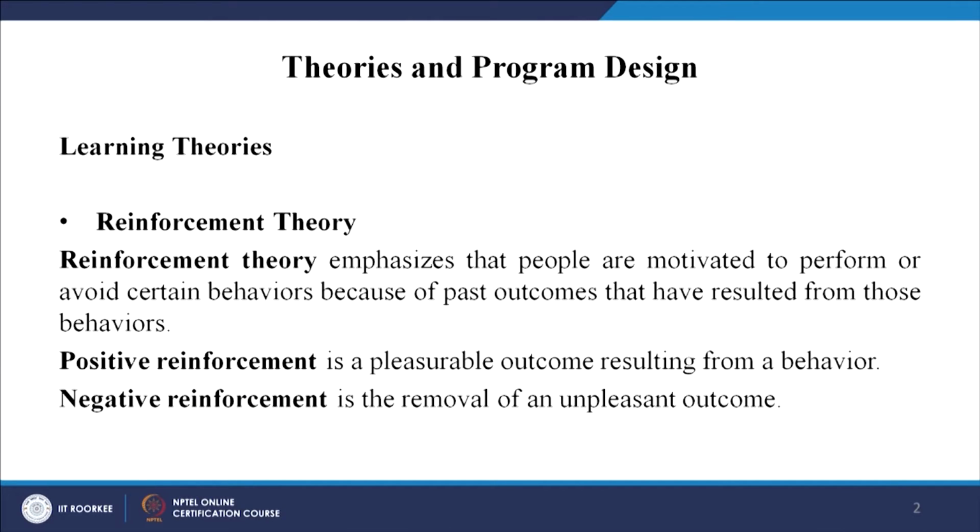People demonstrate different types of behavior. This reinforcement theory talks about how people are motivated to perform or avoid certain behavior because of past outcomes that have resulted from those behaviors. Whatever the past experience, if there have been positive consequences, then the person will repeat that particular behavior. But if the person has had negative consequences, then he will avoid that type of behavior.